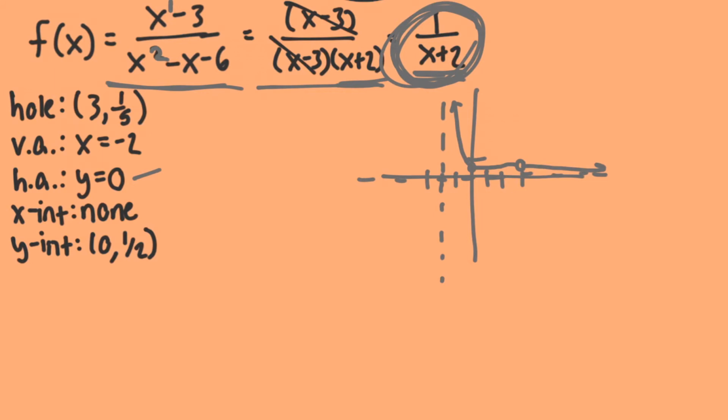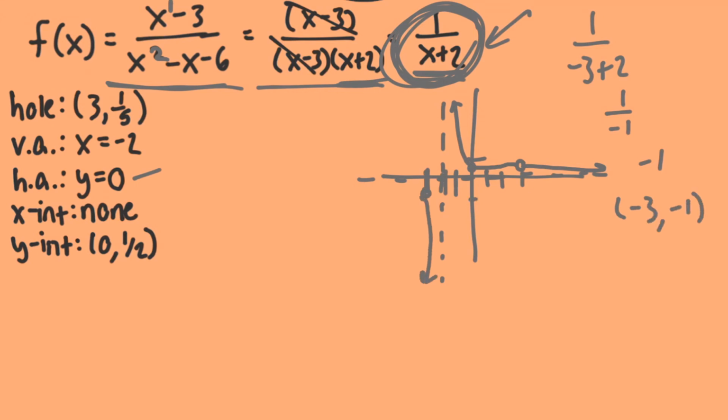Whenever we don't know what's going on, we can just plot points. If we look at -1, -2, -3, or -4, or anything below those numbers, we can plug that in for x in the reduced equation, and we can get y. So that's 1 over -3 plus 2. That's 1 over -1, which is -1, which means when x is -3, y is -1, and that's a point. So that means we're going to be down here on this part of the graph.